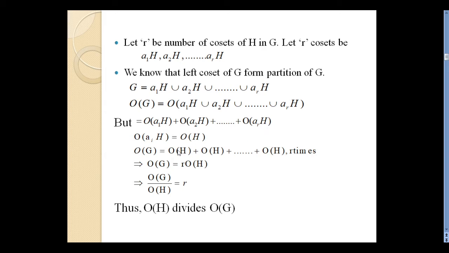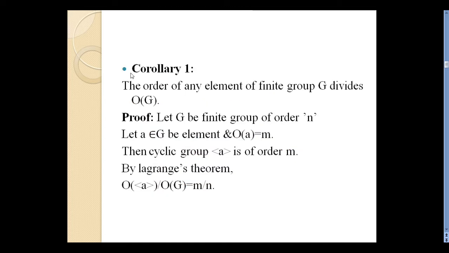So in r times we add all the elements. Now this is order of H plus order of H up to r times, so r into order of H we can write. Bring order of H to the opposite side, we will get order of G divided by order of H is equal to r. So this is nothing but, thus the order of H divides the order of G. We have proved Lagrange's theorem.